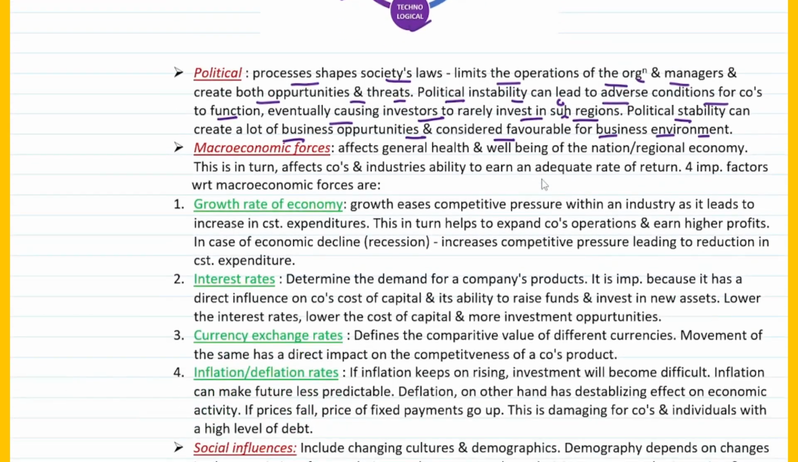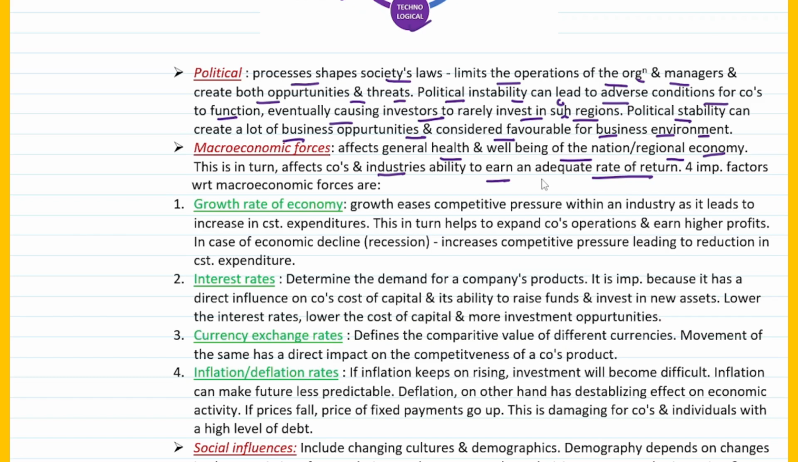Fine. The second one is economic, right? This economic force or the economic framework, we call it macroeconomic forces. Fine. Macro, because when we talk about PESTEL, we talk about the entire picture. So this is not just economic, this is macroeconomic forces. You remember it as PESTEL, but remember E as macroeconomic forces. Fine. That affects the general health and well-being of the nation or the regional economy. Because it's macroeconomic, it has an overall impact on the health and well-being of the nation and the regional economy. This in turn affects the companies and industries' ability to earn an adequate rate of return.